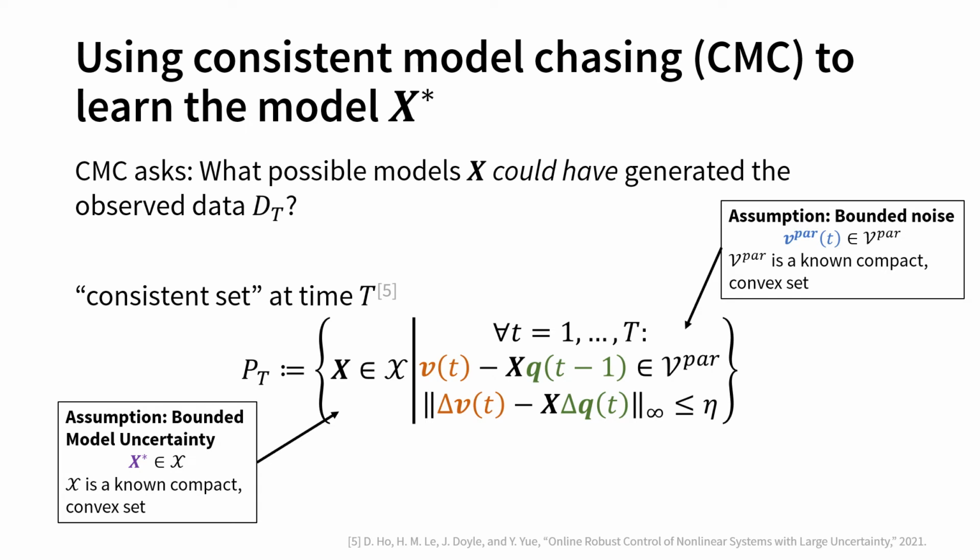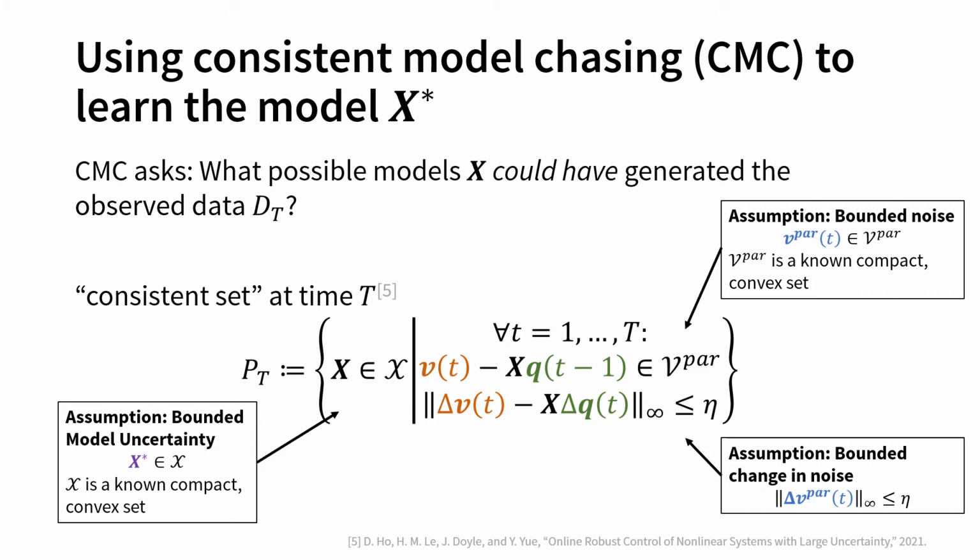Second, the noise is bounded. And third, the change in noise is also bounded. If some model X violates any of these conditions, then we know it could not possibly be the correct model. And at every time step, we observe more data. Since each observation introduces additional constraints, the consistent set shrinks over time.